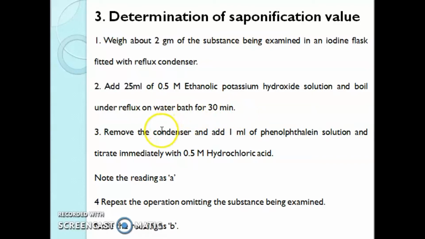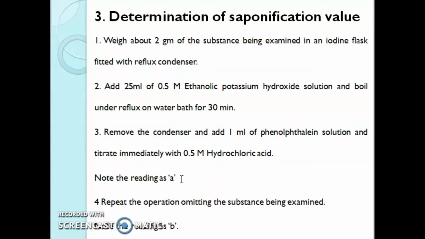After that, you have to remove the condenser, add 1 ml of phenolphthalein indicator solution, and titrate that solution immediately with the 0.5 molar hydrochloric acid. Whatever the titration reading is, that will be noted as reading A, that is, the reading with the sample.